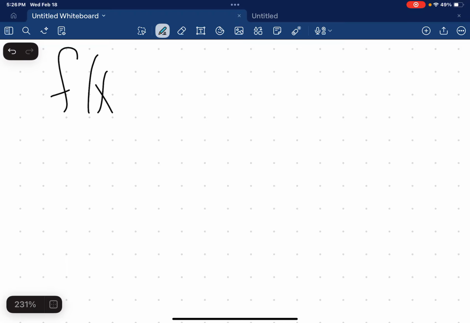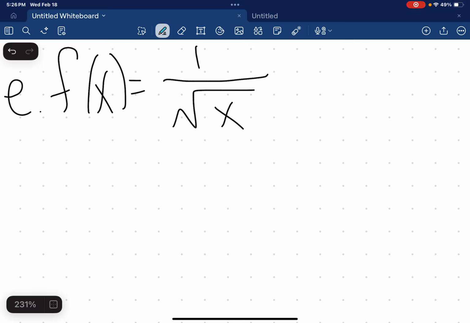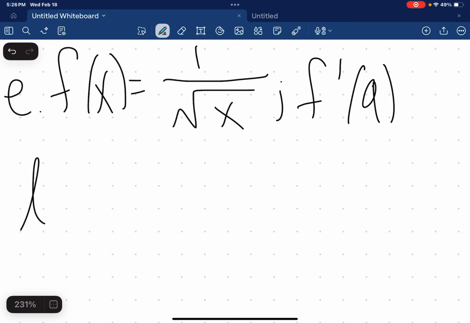We now have the function for e. Let me put a dot right there. 1 divided by, why does it just get harder, square root of x, and it's asking us to find this at f prime 9. Okay. Rewriting this as first principles.